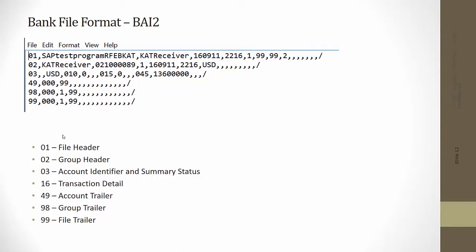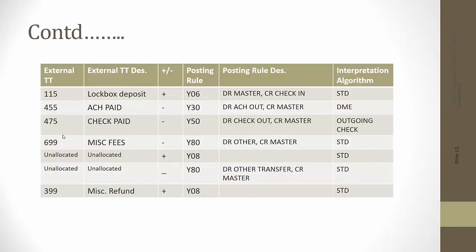16 is very important. 16 contains the transaction details. That is the check payment details, ACH payment details, check receipt details. So all these details are in the row which starts with the code 16. Now, some of the important codes in the EBS are listed here. The first code is 115. So if a row starts with the code 16, which means it's a transaction detail, followed by 115, it means this row has details of lockbox deposit.